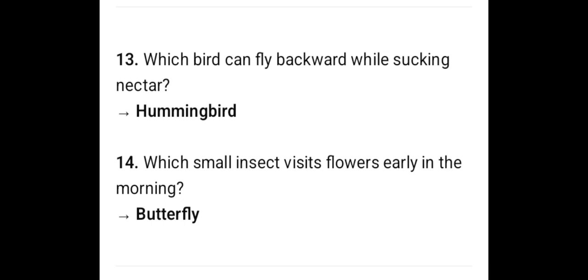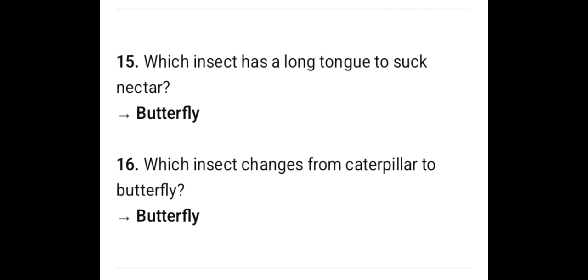Which bird can fly backward while sucking nectar? Hummingbird. Which small insect visits flowers early in the morning? Butterfly. Which insect has a long tongue to suck nectar? Butterfly. Which insect changes from caterpillar to butterfly? Butterfly.